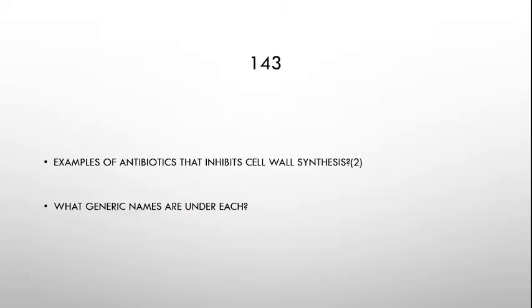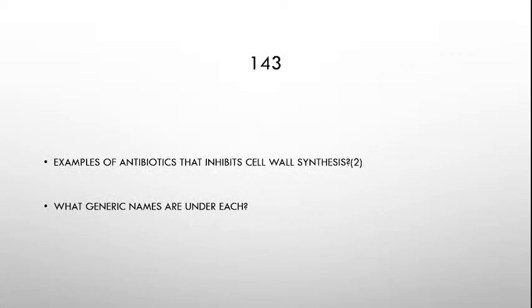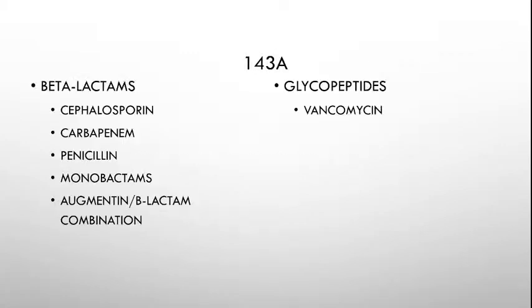Okay? All right. Now, examples of antibiotics that inhibit cell wall synthesis. So you have only two groups. Okay? Only two groups, and there are several generic names under this. You have to remember this, guys. There is one question in the board exam that asked, which of the following is not a beta-lactamase inhibitor? Or not a beta-lactam antibiotic. So you need to remember your cephalosporins, carbapenems, penicillin, monobactams, and augmentin or beta-lactam combinations.